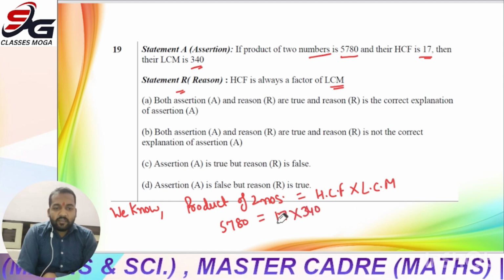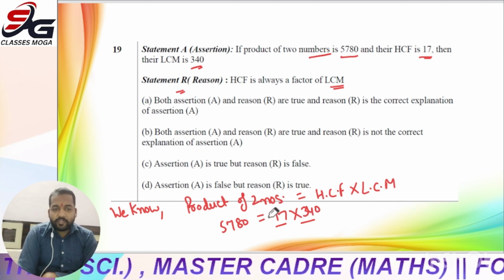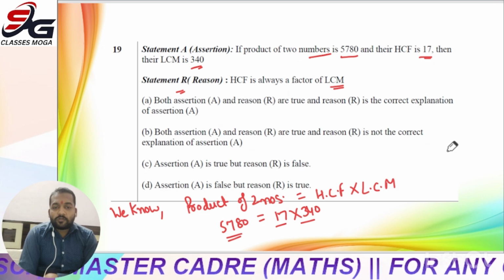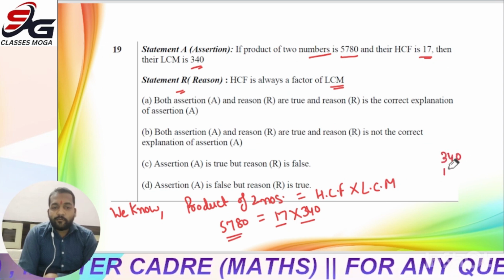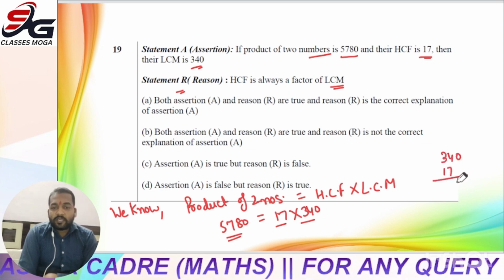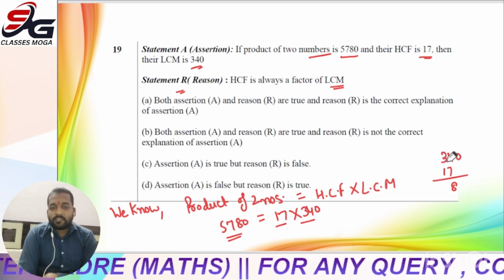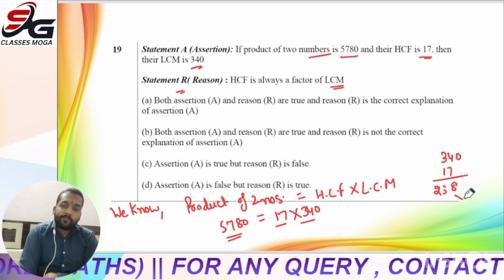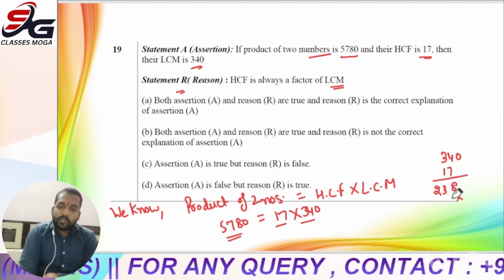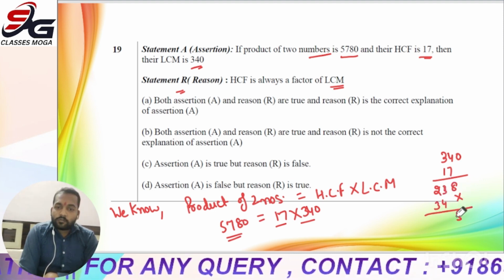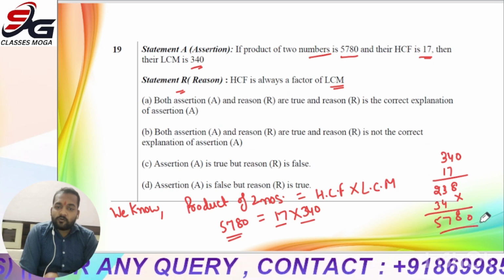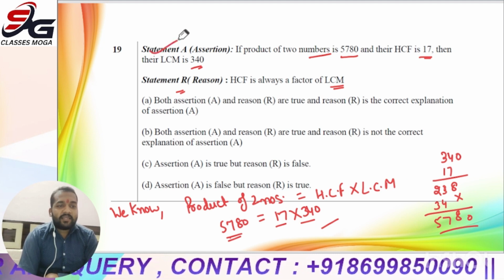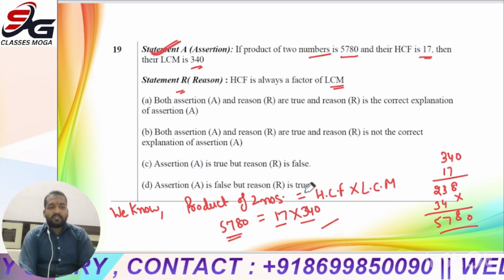So if we multiply 17 with 340, the answer should be 5780. So let us check: 340 into 17. 7 4s are 28, 7 3s are 21 plus 2, 23, and 34. So 5780, yes, it is correct. A is a true statement.